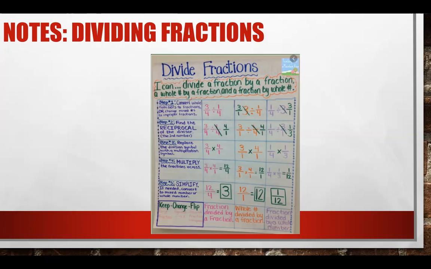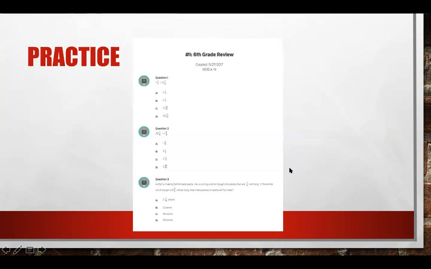And below you see where it says find the reciprocal of the divisor. They continue with the same concept. Then replace the division symbol with the multiplication symbol. Again, the same concept. And then they multiply across. So 3 times 4 here is 12, 4 times 1 is 4, so on and so forth. And then we can see how they resolve once they simplify it. Keep, change, flip. That's the concept.